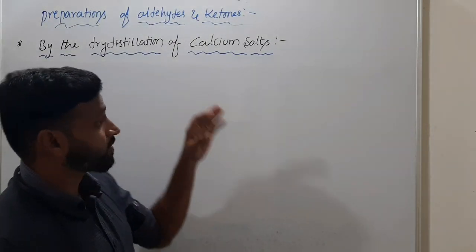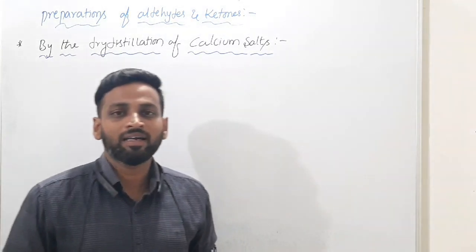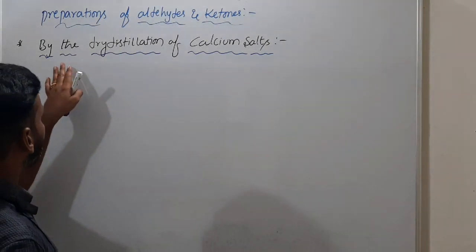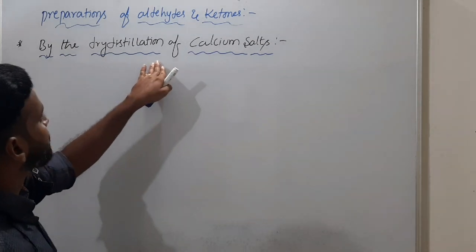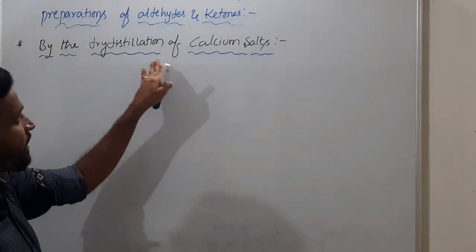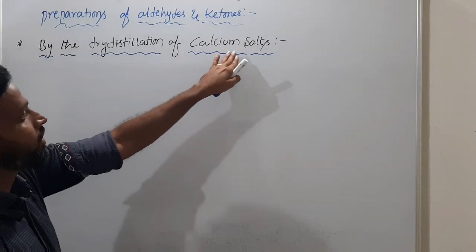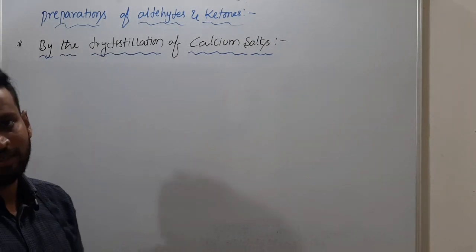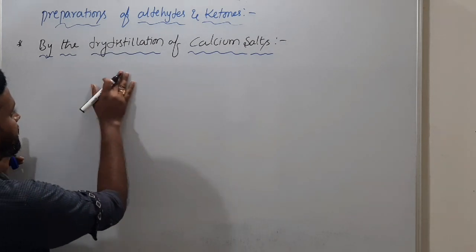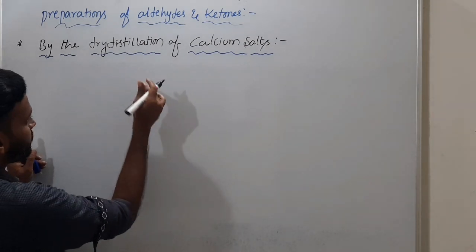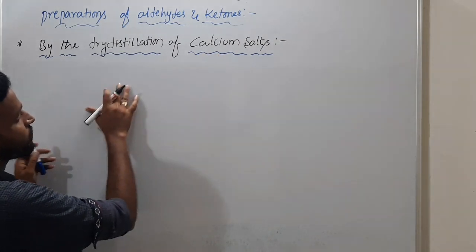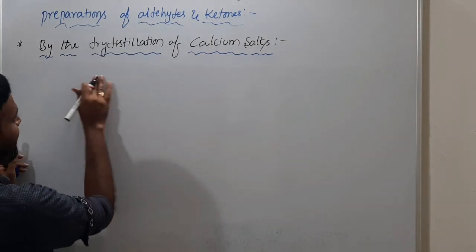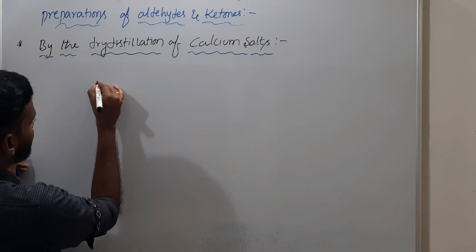Today we will discuss a few more preparations of aldehydes and ketones. In that, first one is dry distillation of calcium salts. Distillation means heating of those particular calcium salts in presence of water. Okay, that happens. So what happens here, let's see.